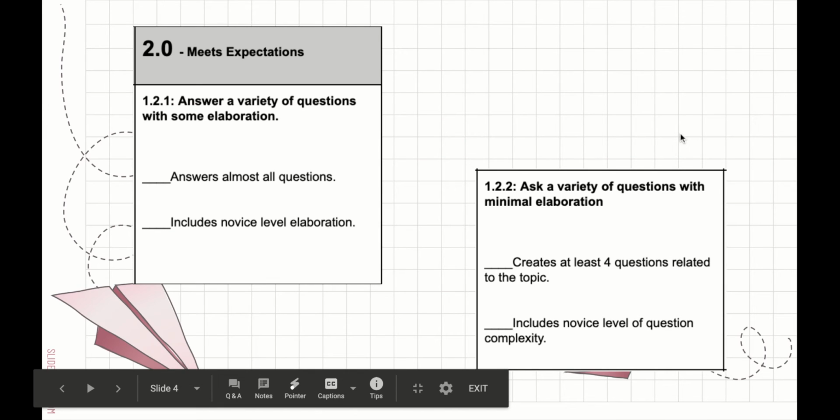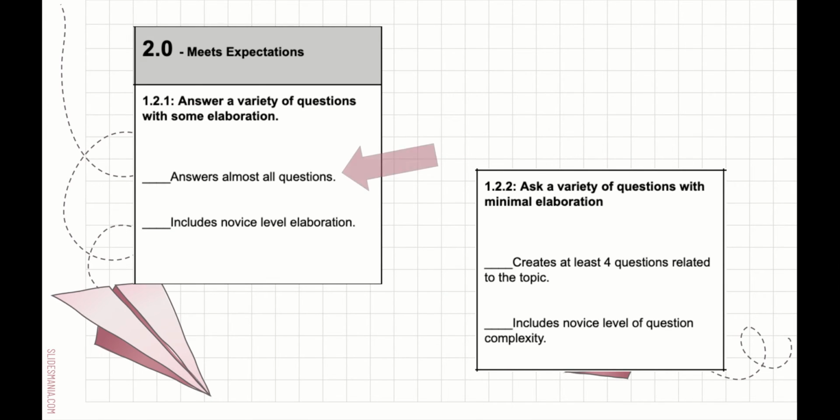So looking at the PS1 rubric, you're going to firstly need to answer all the questions. To just basically get a 2.0, you have to answer almost all the questions. You should really shoot for all the questions. And then including a novice level elaboration. So going in and elaborating on each one of the questions instead of basically just answering it.